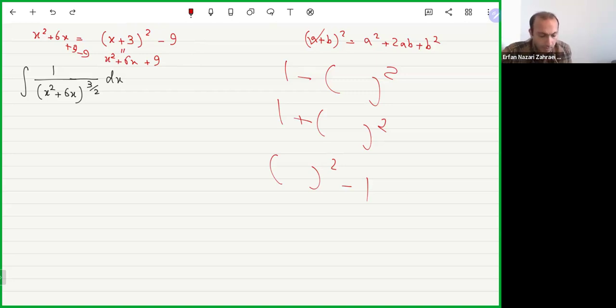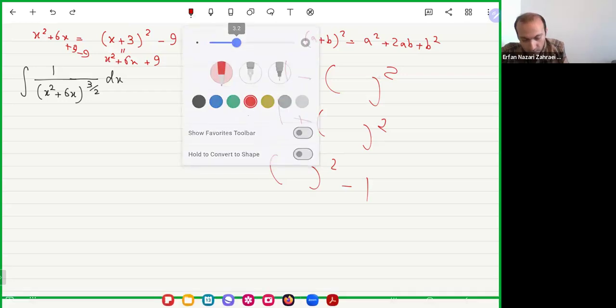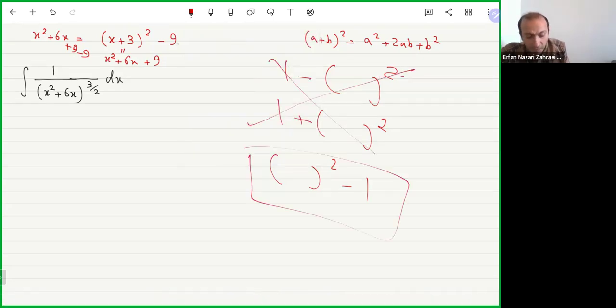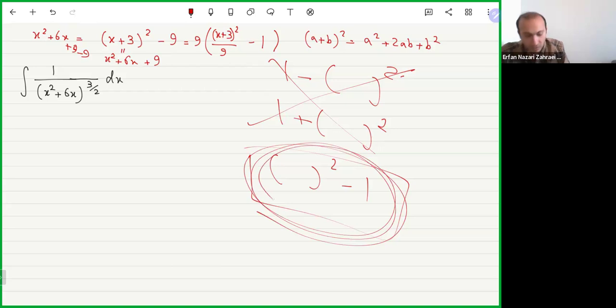Good. I'm almost done with guessing what the substitution should be. Let me keep this here. So now I'm in the form of something squared minus a number. So I'm not in these forms. I'm in this form. After factoring 9 out of this, you get (x plus 3) squared over 9 minus 1, which is exactly like this, what I want.